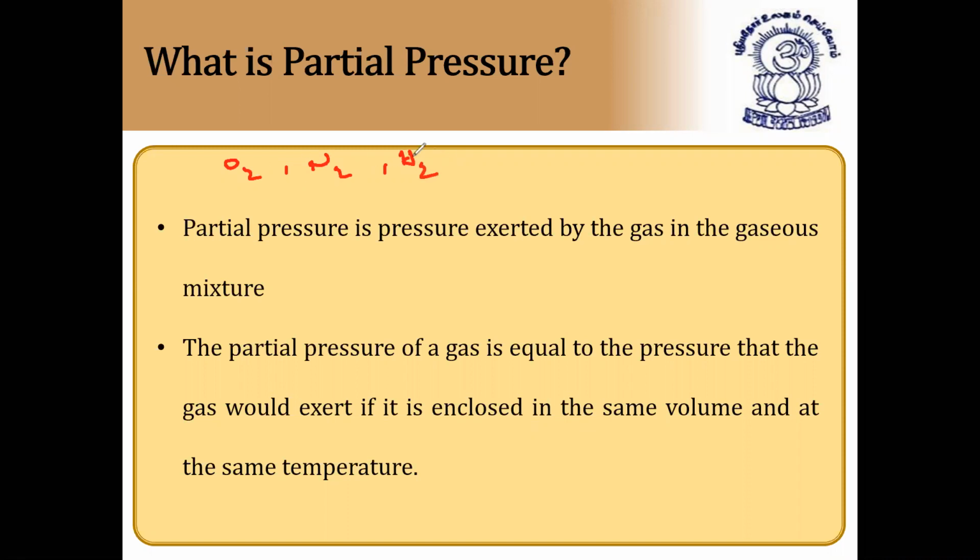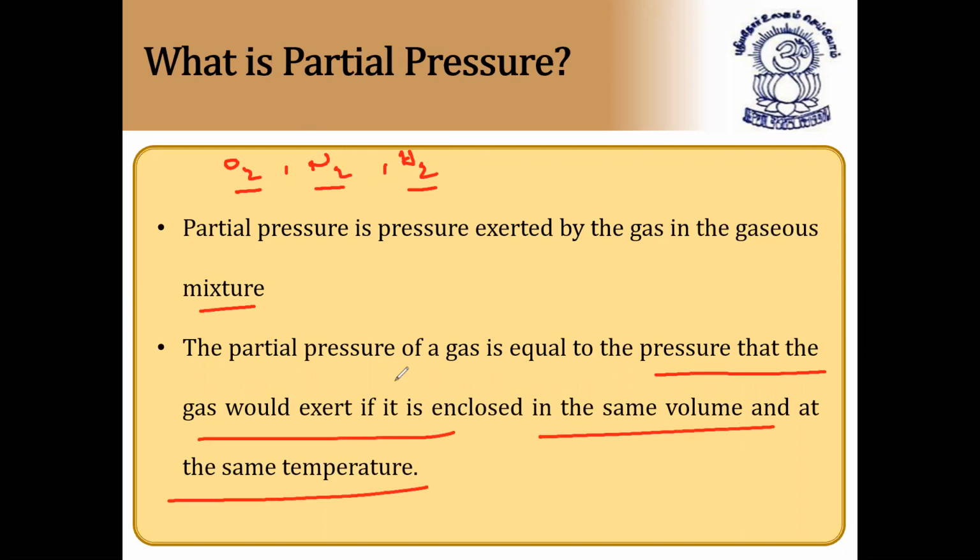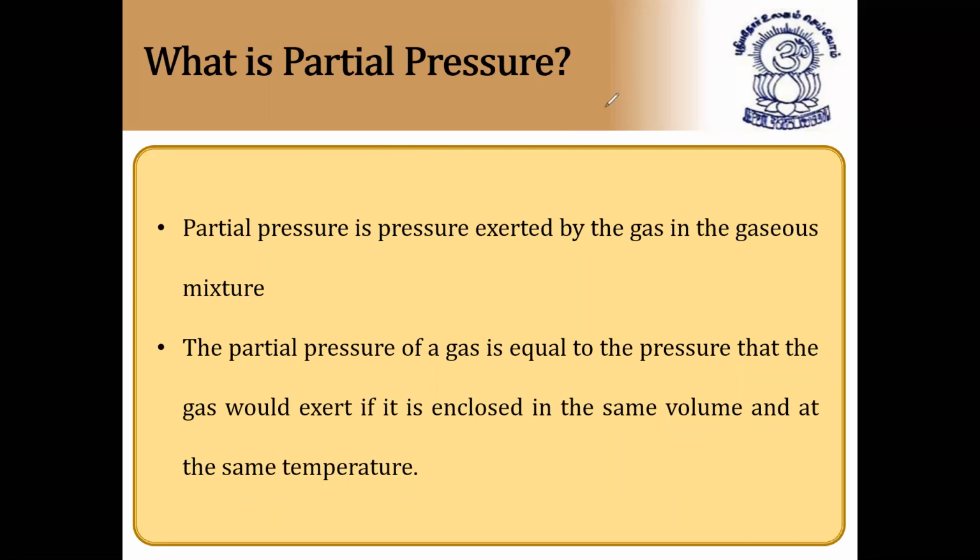gas at room temperature. At room temperature, these are not reacting. So in a container, the pressure exerted by oxygen gas, the pressure exerted by nitrogen gas, and the pressure exerted by hydrogen gas is nothing but partial pressure. So the partial pressure is exerted by the gas in the gaseous mixture. The partial pressure of a gas is equal to the pressure that the gas would exert if it were enclosed in the same volume and at the same temperature. So this is called partial pressure. And how to find partial pressure we'll discuss now.